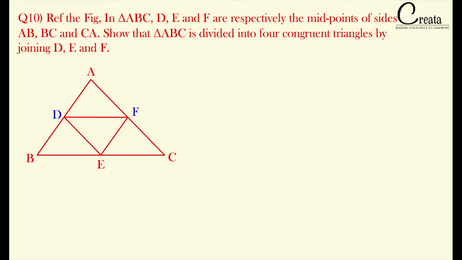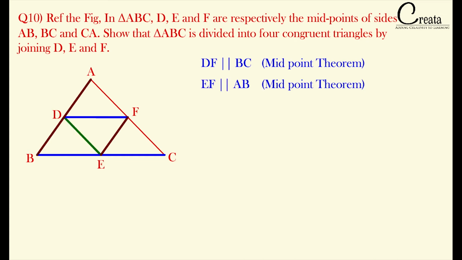As D and F are the midpoints of sides AB and AC, as per our midpoint theorem, we can say DF is parallel to BC. Our midpoint theorem: the line segment joining the midpoints of 2 sides of a triangle is parallel to the third side. Here D and F are the midpoints and BC is the third side. In a similar fashion, we can say EF is parallel to AB and DE is parallel to AC. Same philosophy will be applicable here also. These pairs of sides are parallel to each other.